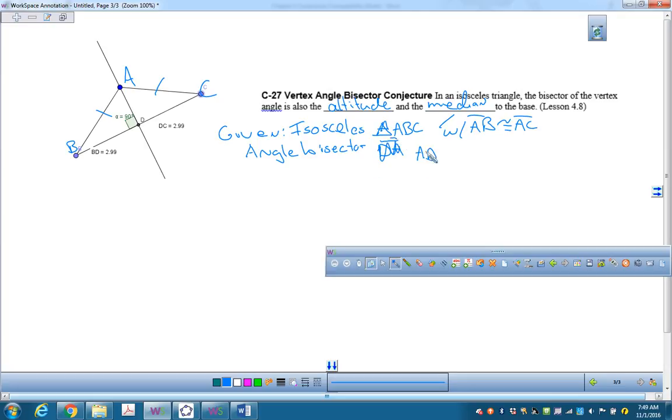AD. Okay. So an angle bisector cuts that angle into half, right? That's the definition of angle bisector, cuts it in half. So I have two sides congruent. I have two angles congruent. What else do I have congruent in this picture? What else is congruent to itself?